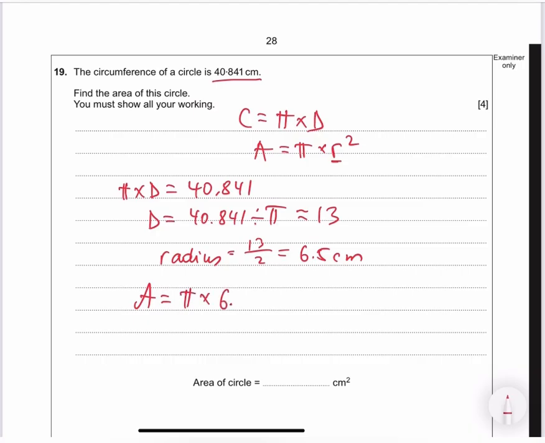So now use the second formula for the area, and instead of r, we're going to put 6.5. So pi times 6.5 squared. And that will give you 132.7. So we can round to 1 decimal place.